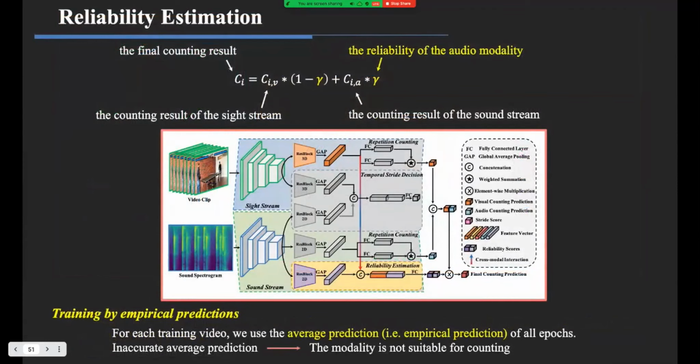The reliability estimation module finally decides what prediction from which modality to use by estimating the reliability score for each stream and combining the counting results. See details in our paper.